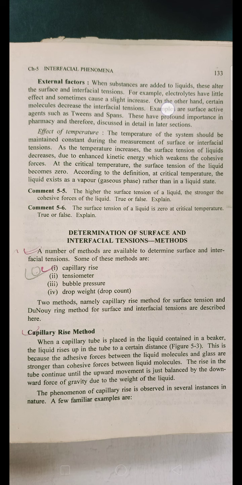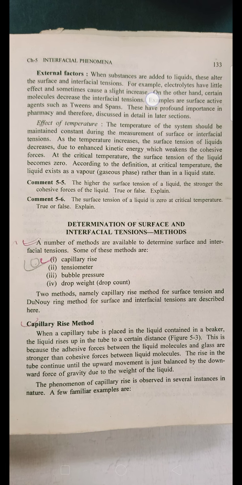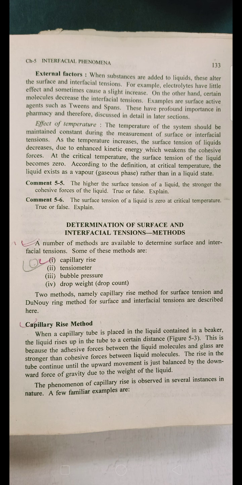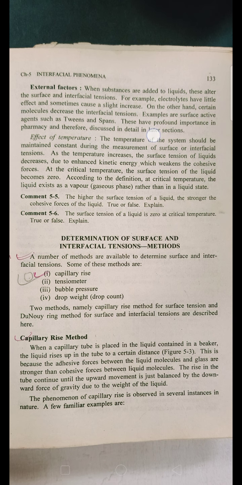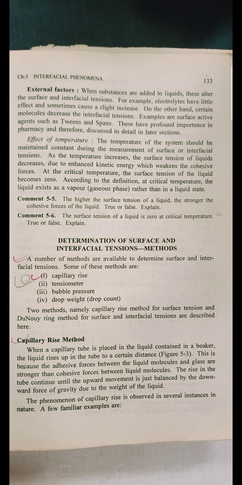Okay, clear here? What are the factors? Then I think you should all be clear, right? And see the comment. Surface tension of a liquid is 0 at critical temperature. So it's correct. See, at critical temperature the liquid exists as a vapor. It does not remain in the liquid state. At critical temperature it converts into vapor phase. So there is no interfacial tension. So we can say that at critical temperature the surface tension of the liquid is 0.